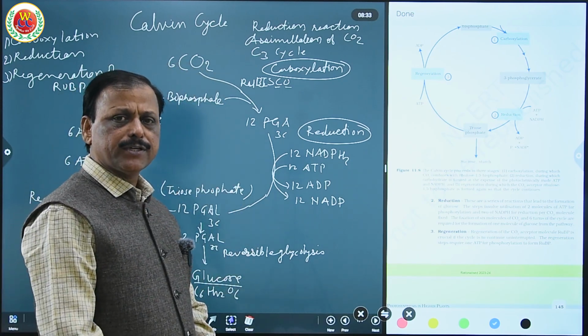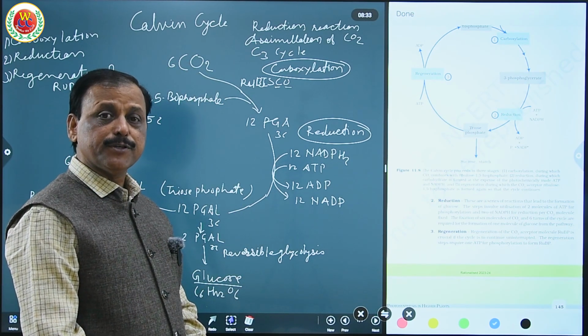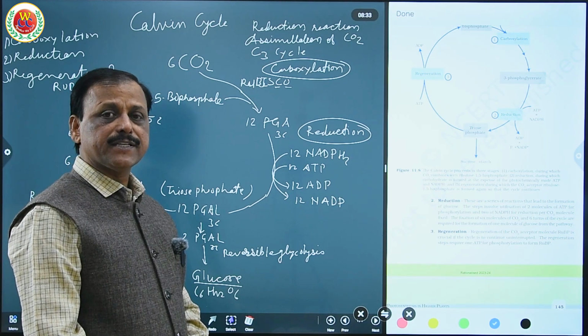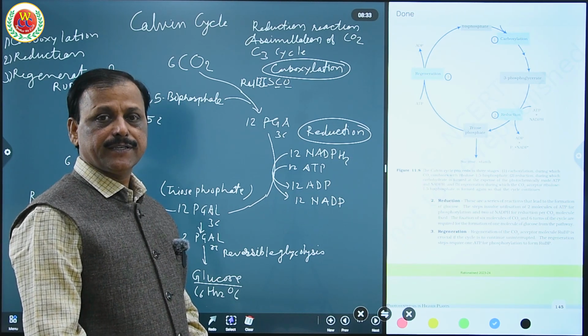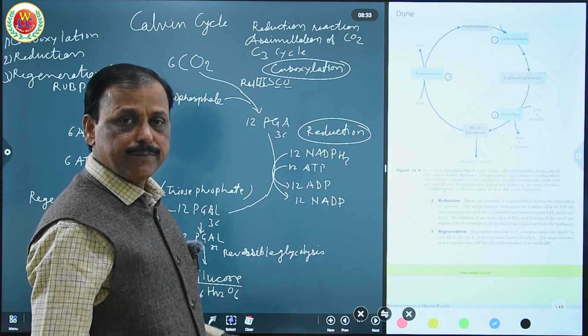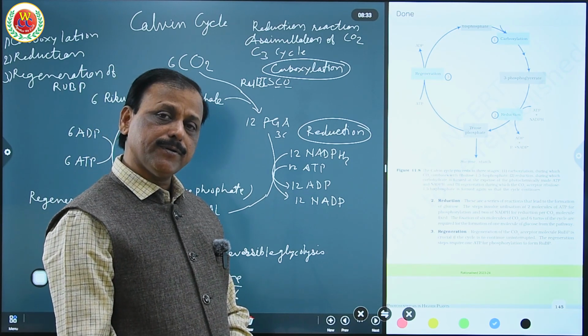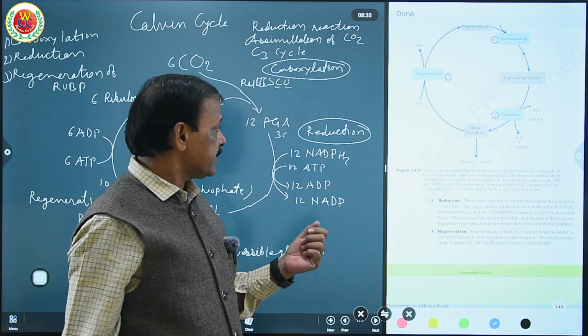Where does the Calvin cycle occur? The Calvin cycle occurs in mesophyll cells, that is palisade and spongy parenchyma, in C3 plants. But in C4 plants, it occurs in bundle sheath cells. Why? That will be explained under the heading of photorespiration.